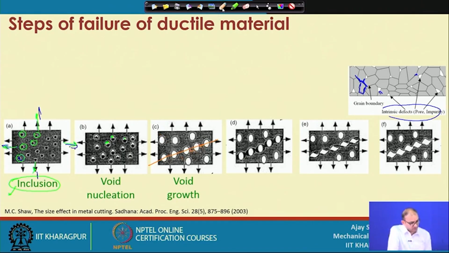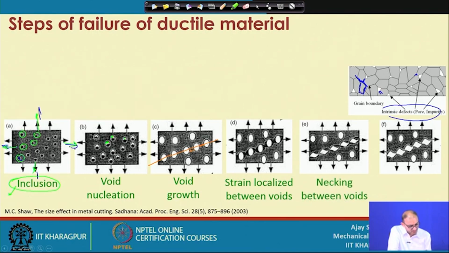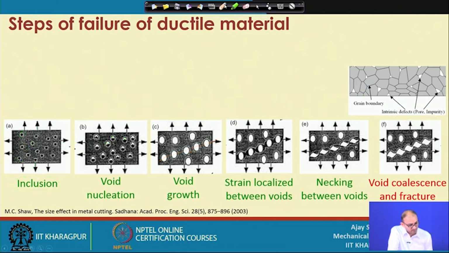The next step is the strain localized between the voids. Now the strain is getting localized between them, because the distance is very small and it is very easy to merge the void growth. The black part is showing the localization between the voids, and then the necking between the voids. Necking started at this location, and finally the voids coalesce and the fracture happens. Now your part will be broken from this direction, so this will be the upper part and this will be the lower part.